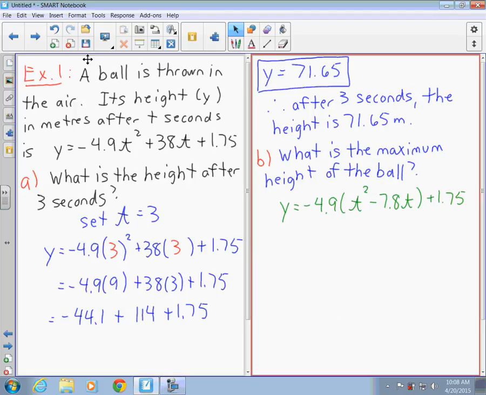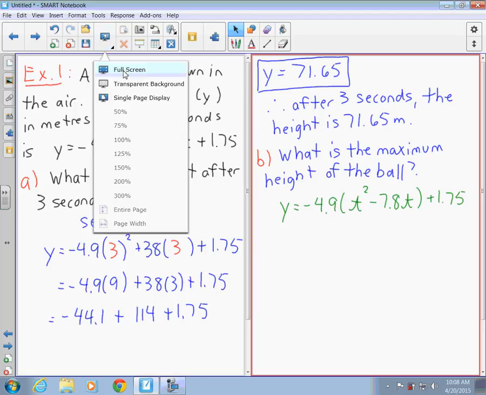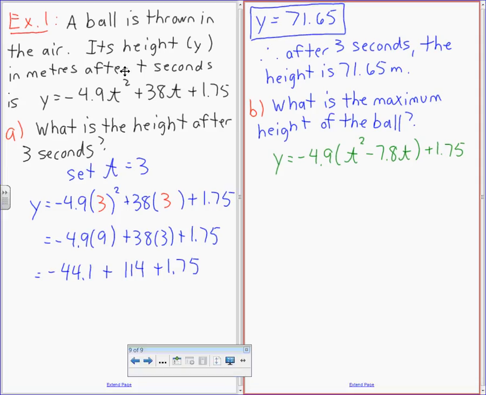Can you give me the first step, please? So factor out negative 4.9. Yeah, good. And then divide 38 by negative 4.9. Yeah, good. Okay, after that?